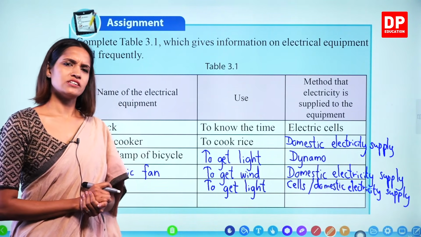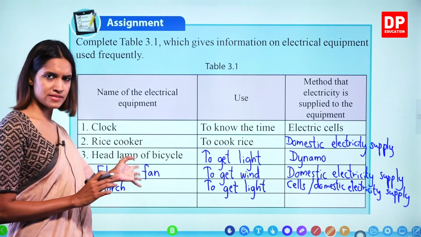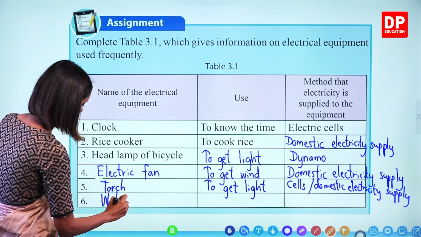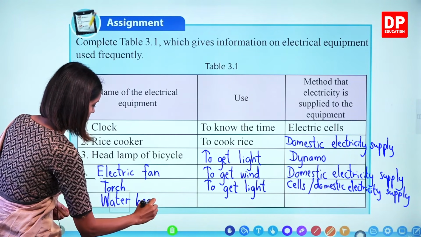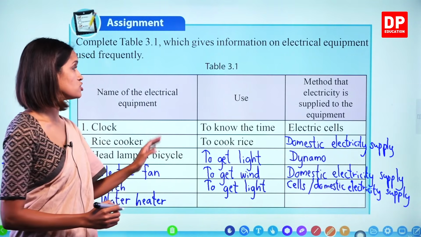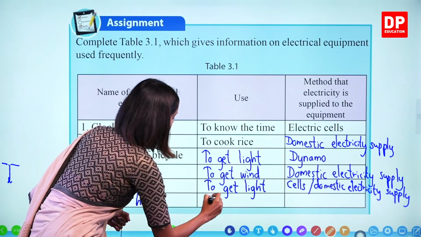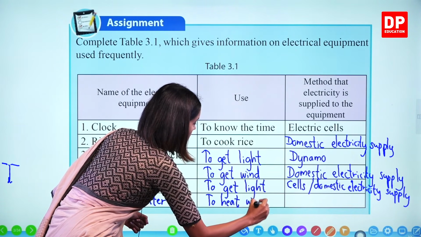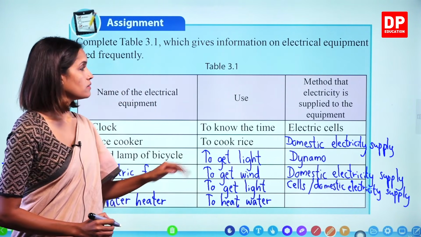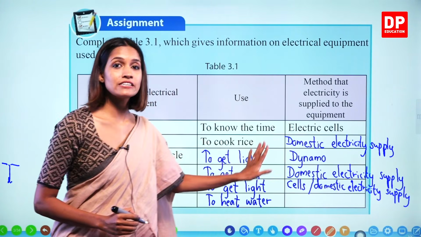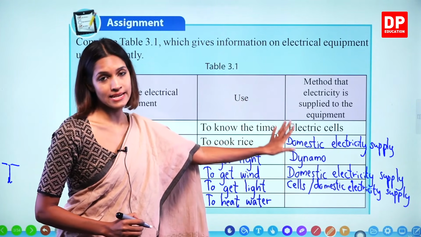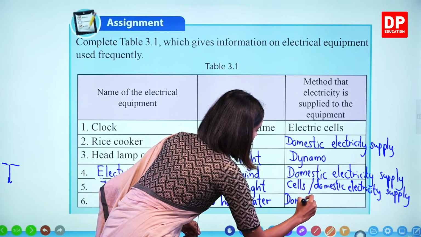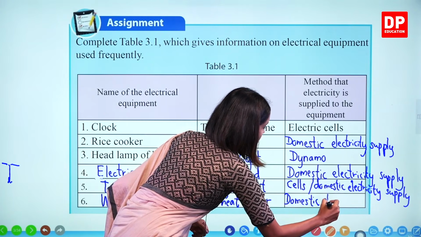What are the other instances, children? You can write other examples as well. I am going to write here water heater. Now, water heater is used to heat water. What is the method that electricity is supplied? Again, using the domestic electricity supply. Right? Domestic electricity supply.